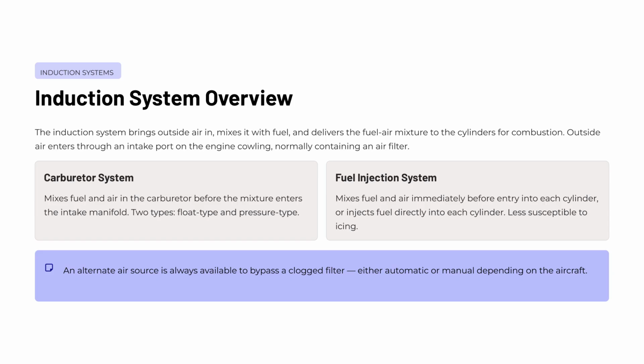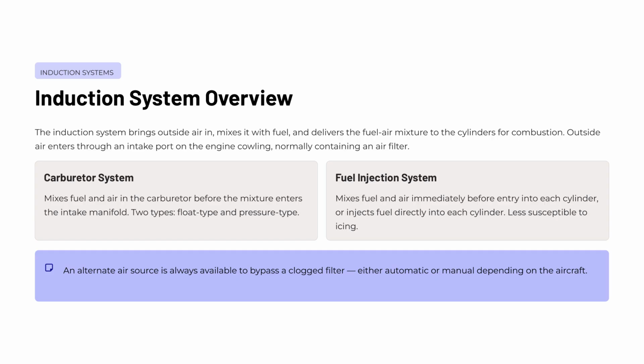The first is the carburetor system, which blends fuel and air together inside the carburetor before that mixture travels through the intake manifold and into the cylinders. Carburetors come in two varieties, float type and pressure type, with the float type being the most common on smaller training aircraft. The second type is the fuel injection system, which mixes fuel and air much closer to the cylinders, or in some designs, injects fuel directly into each cylinder. Fuel injection systems are generally more efficient and notably less susceptible to induction icing compared to carburetor systems.